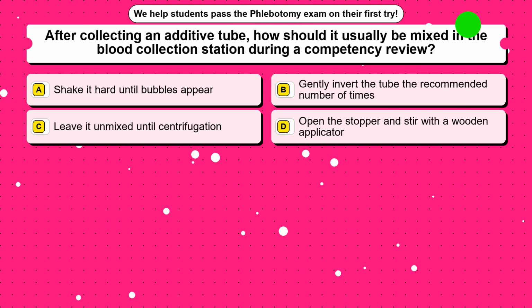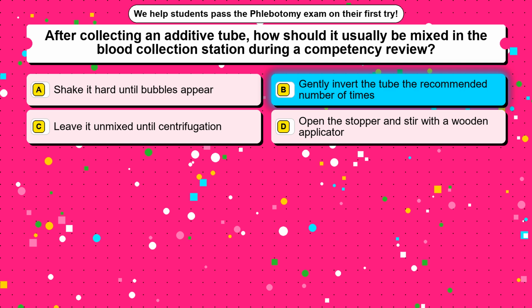Question 54. After collecting an additive tube, how should it usually be mixed in the blood collection station during a competency review? Option A, shake it hard until bubbles appear. Option B, gently invert the tube the recommended number of times. Option C, leave it unmixed until centrifugation. Option D, open the stopper and stir with a wooden applicator. The correct answer is option B.